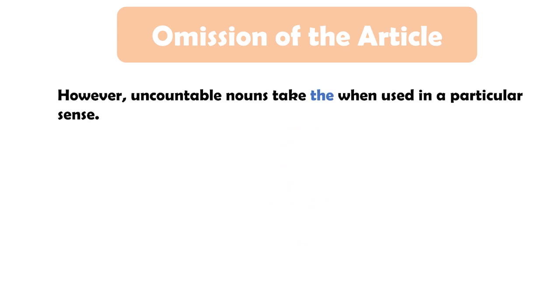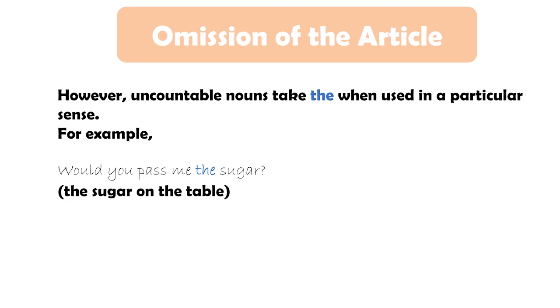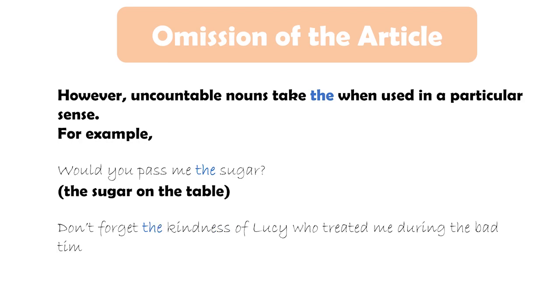However, uncountable nouns take the definite article the when used in a particular sense. For example, would you pass me the sugar? Now here, the sugar refers to the sugar on the table. It takes a particular sense. Don't forget the kindness of Lucy who treated me during the bad times. Here, the kindness refers specifically to the kindness that was shared by Lucy during the bad times.